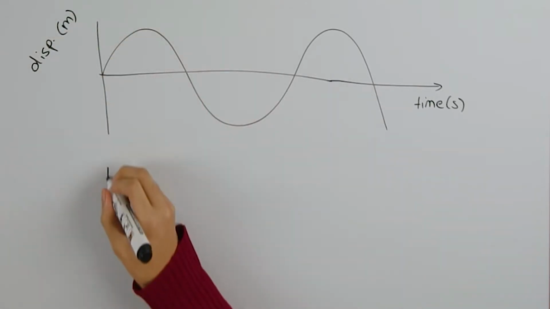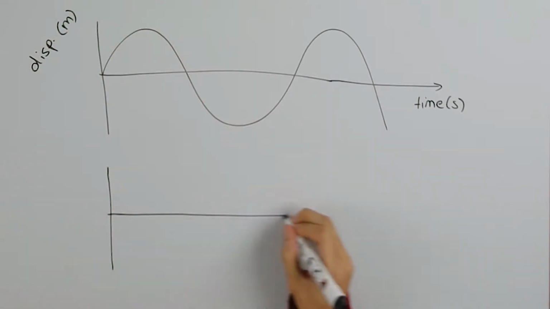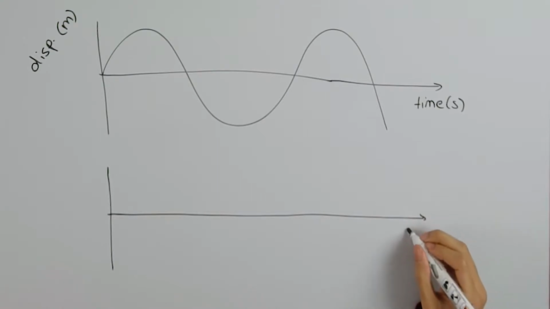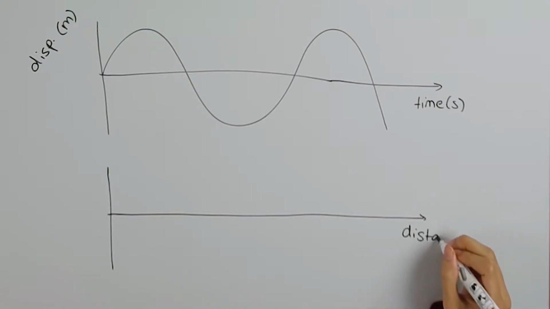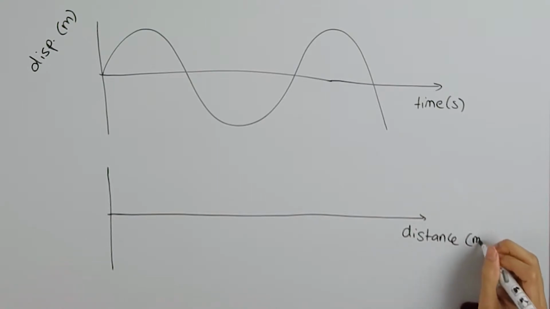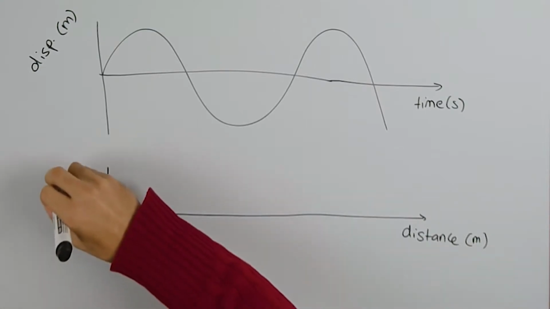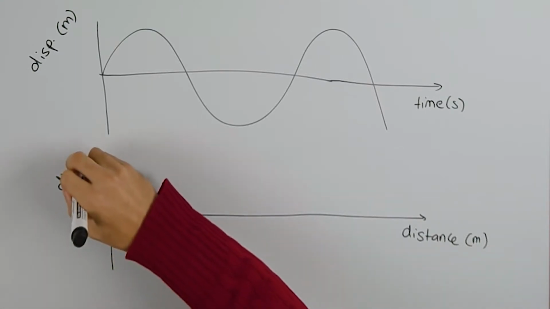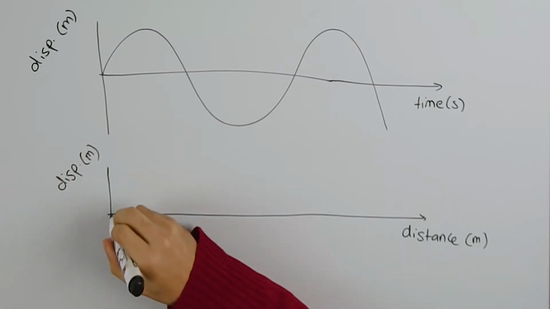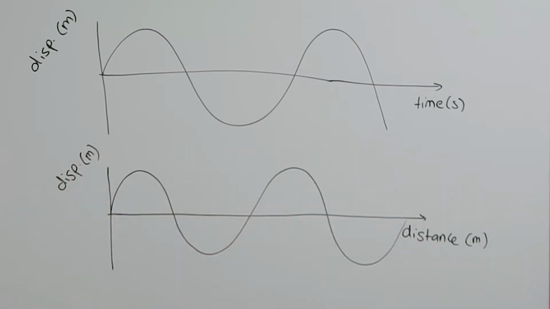And you can also draw it with a displacement distance graph. So the x-axis here is distance, and the y-axis is displacement. So it's really important understanding the difference between these two waves.